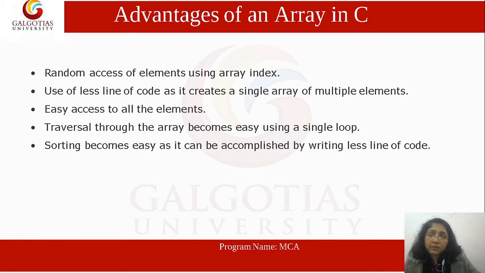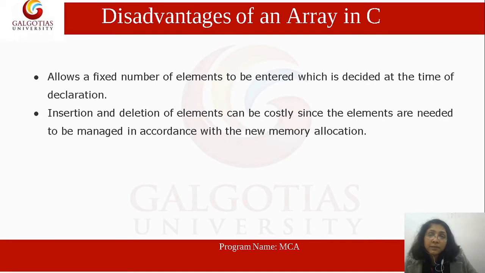Now, the advantages. Random access: an array allows you random access of elements, of course, using the index. Use of fewer lines of code, as it creates a single array of multiple elements. You don't have to create so many variables; a single variable will allow you multiple elements. Easy access to all the elements because you can use the index. Traversal through the array becomes easy because you can simply use a loop. Sorting becomes easy as it can be accomplished by writing fewer lines of code.